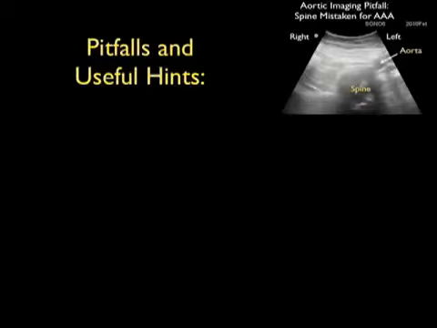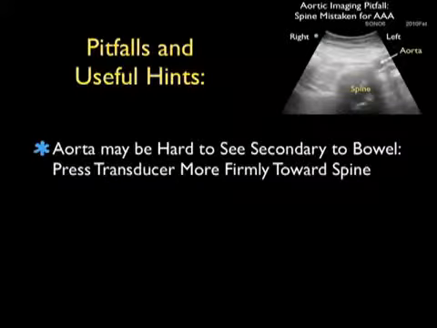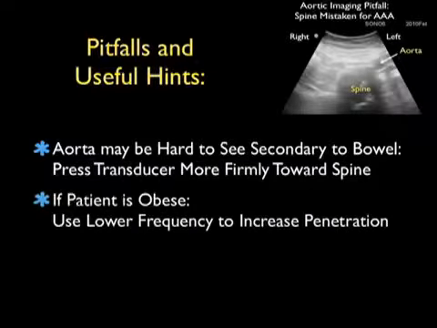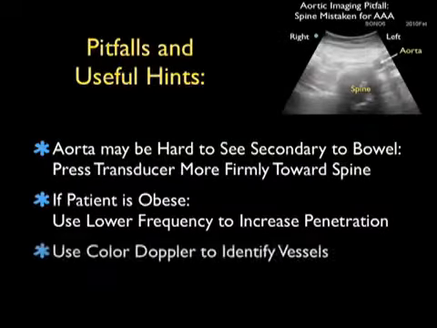Let's go over some pitfalls and useful hints for imaging of the abdominal aorta. At times, the aorta may be difficult to see, secondary to excess bowel gas. We may press the transducer more firmly towards the spine to displace the bowel gas and get a look at that aorta. If the patient has a high body mass index, we can use a lower frequency to increase penetration and to get a better look at the abdominal aorta.